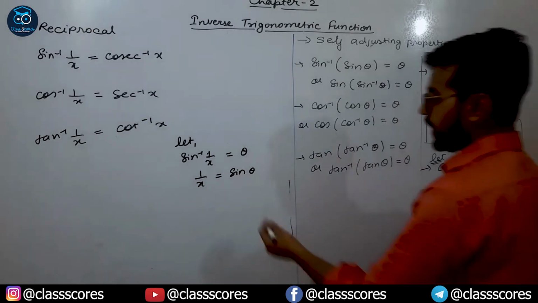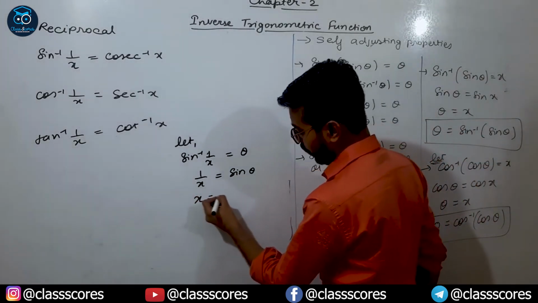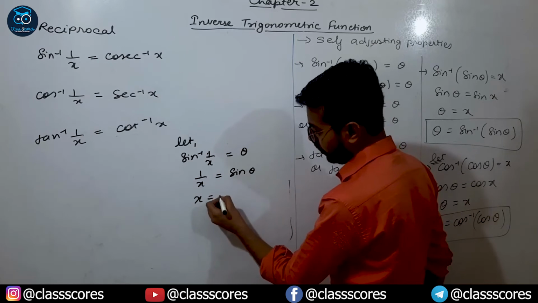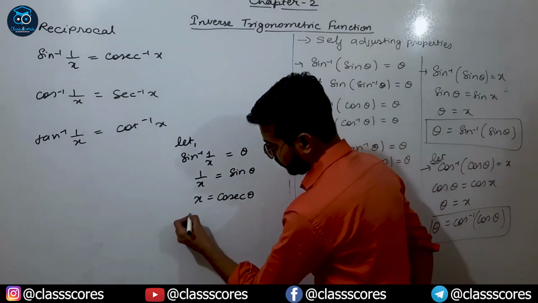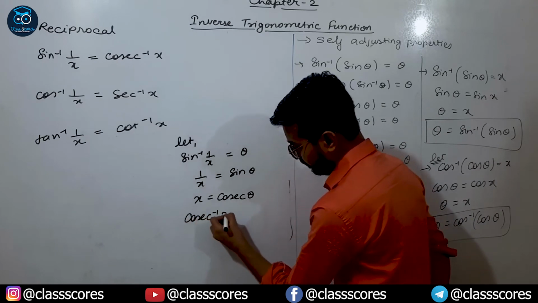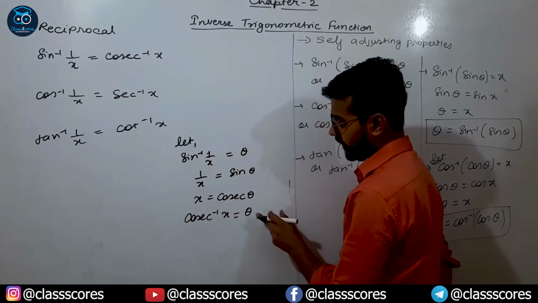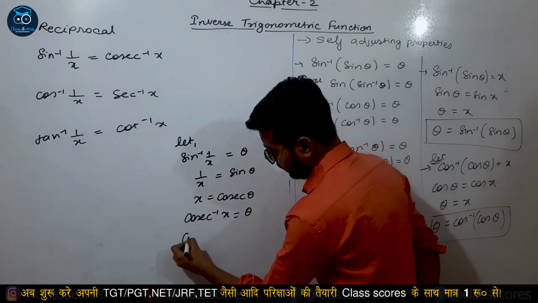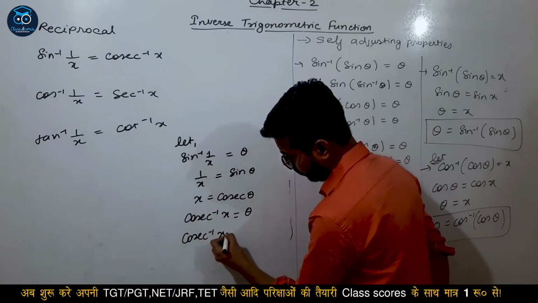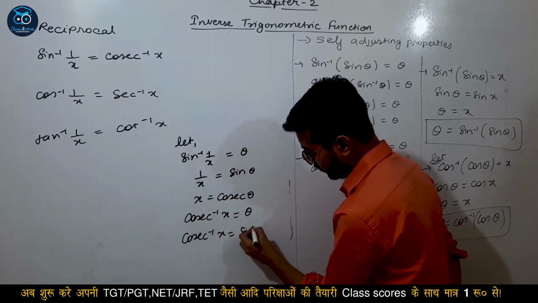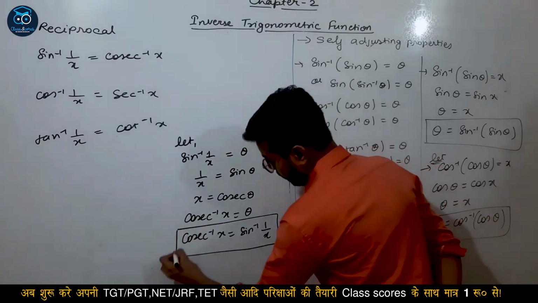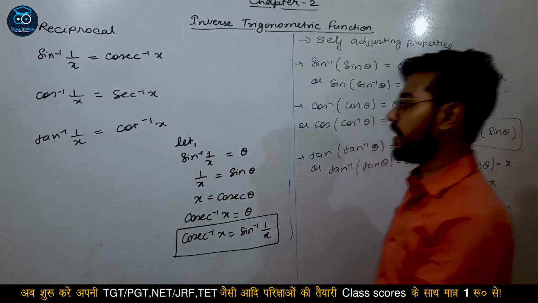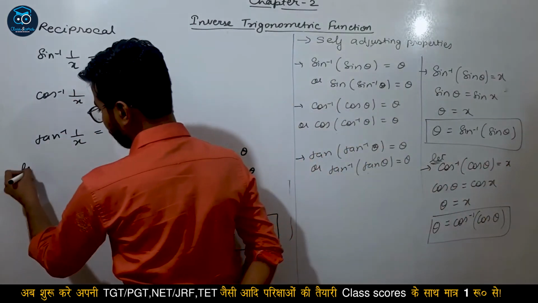Okay. Now we reciprocal this. What we get? In reciprocal of sin, we get cosec theta. If we transpose the cosec term, it will become cosec inverse x equals theta, and the value of theta is sin inverse 1 by x. So cosec inverse x equals sin inverse 1 by x. In the same manner, you can verify the second one also.